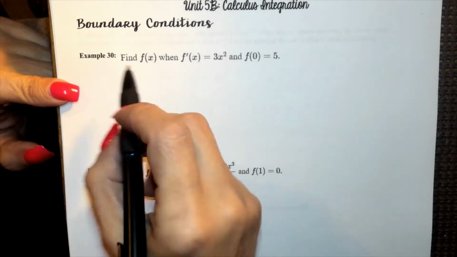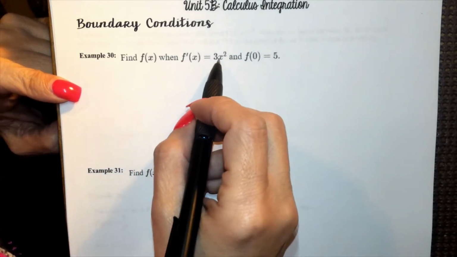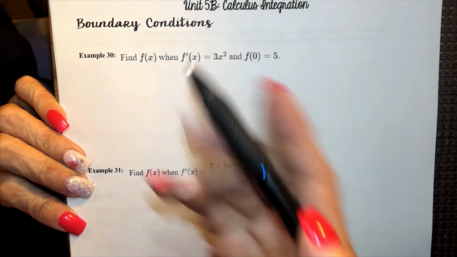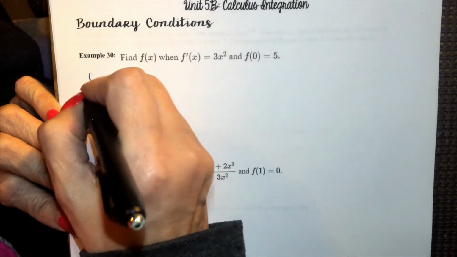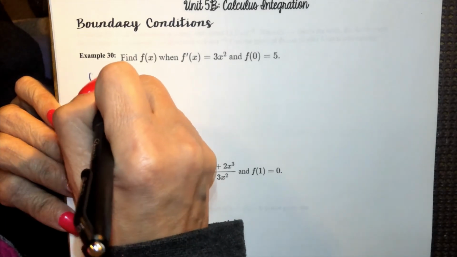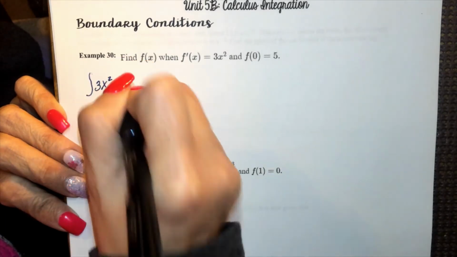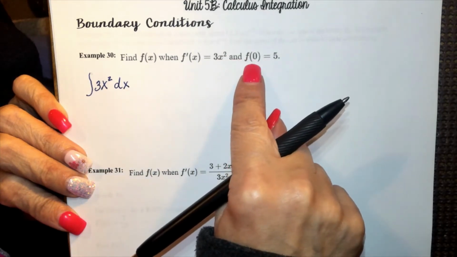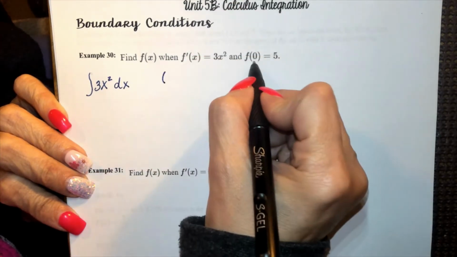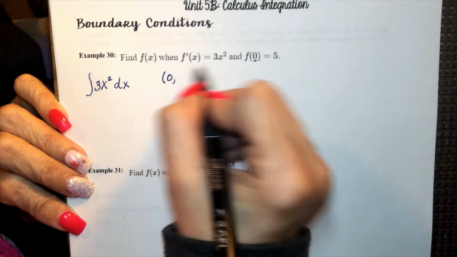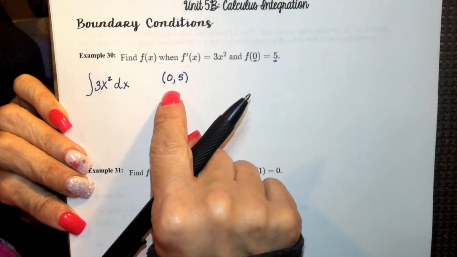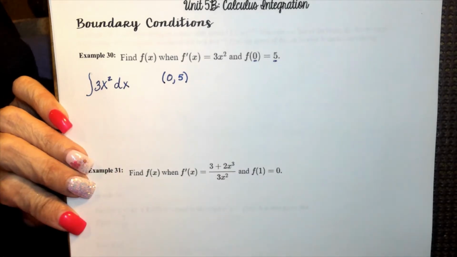So example 30 says, find f of x when f prime of x is 3x squared and f of 0 equals 5. So if I'm going to find f of x, I just need to find the antiderivative, or the integral, of 3x squared dx. Once I find the antiderivative, I know that on my function f of x, there's an ordered pair when x is 0, y, the output, is 5. I'm going to use that to figure out what c is.